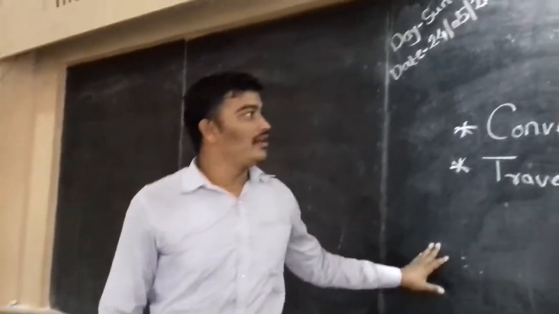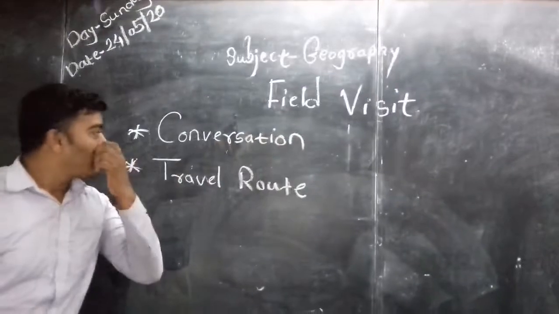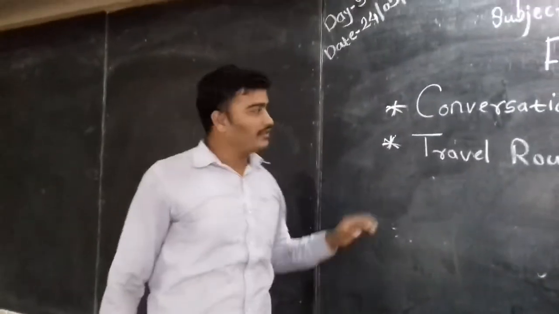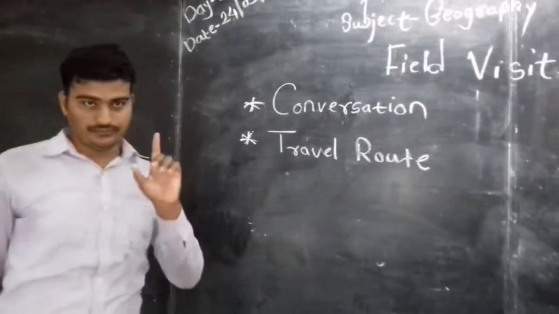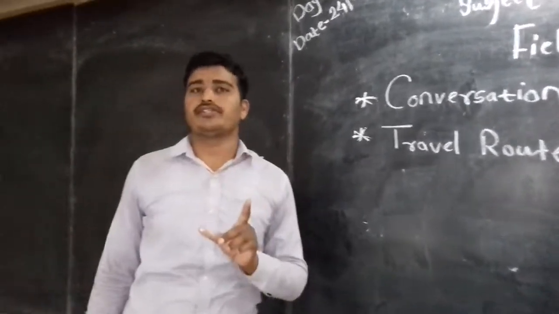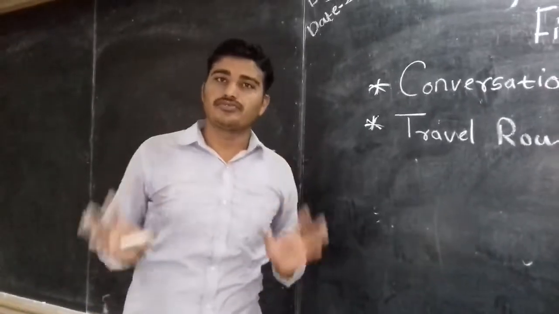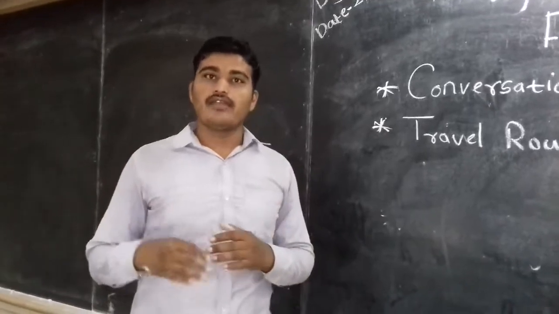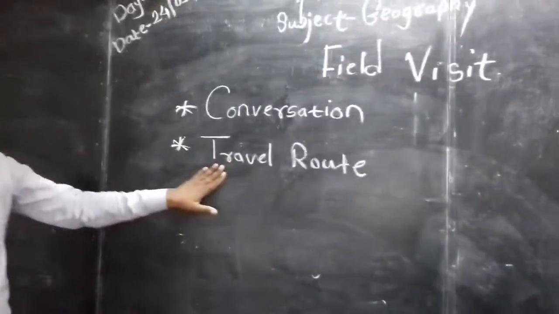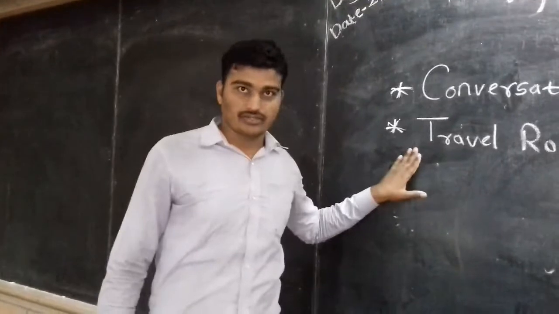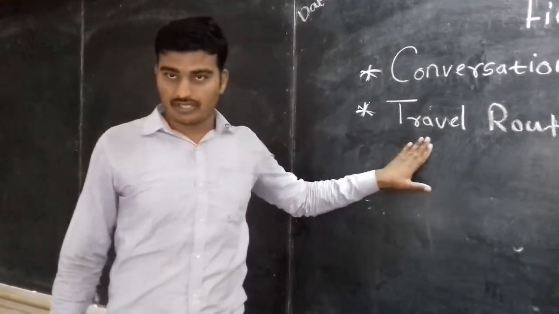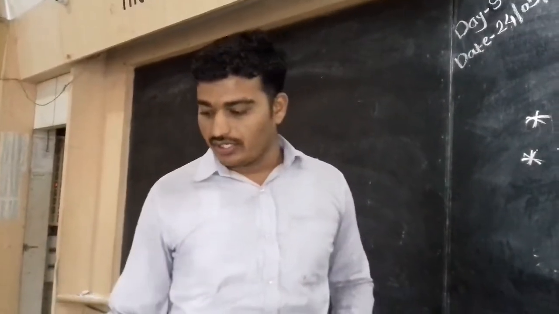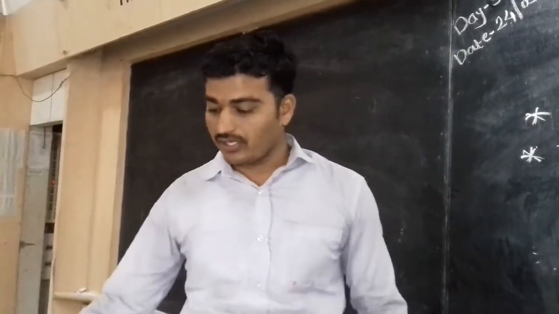So we can see the first lesson of geography, field visit. In that we can see the conversation. We have to read that carefully, and also focus on those points which are discussed by the students with their teacher. The same things we have to follow in our journey. Another important aspect is the travel route. You must have knowledge about the travel route, and you must carry the map during the journey. So these are the important things.